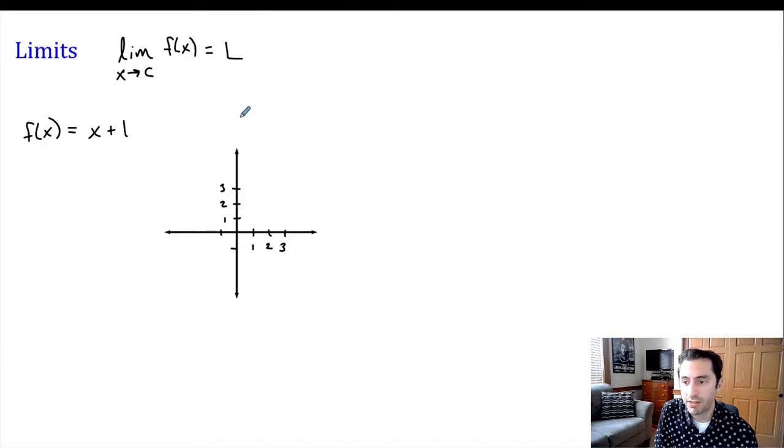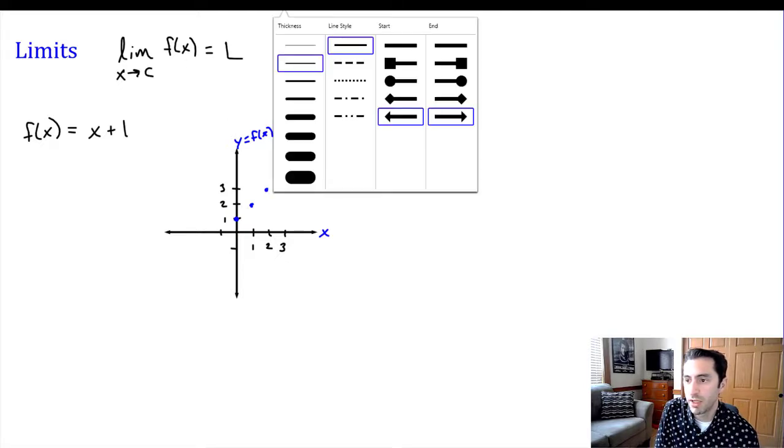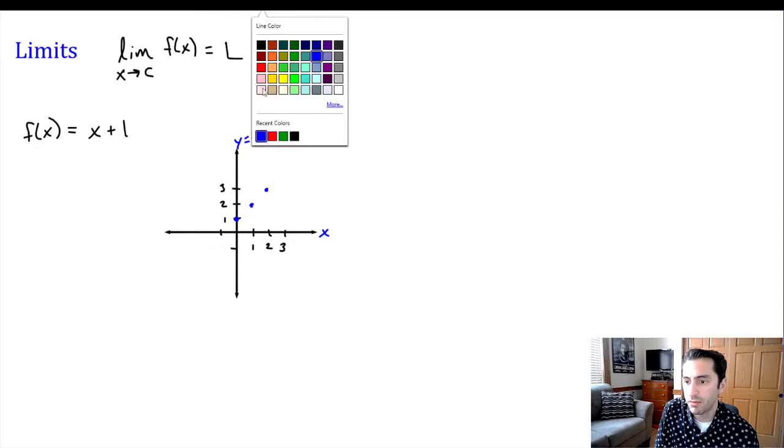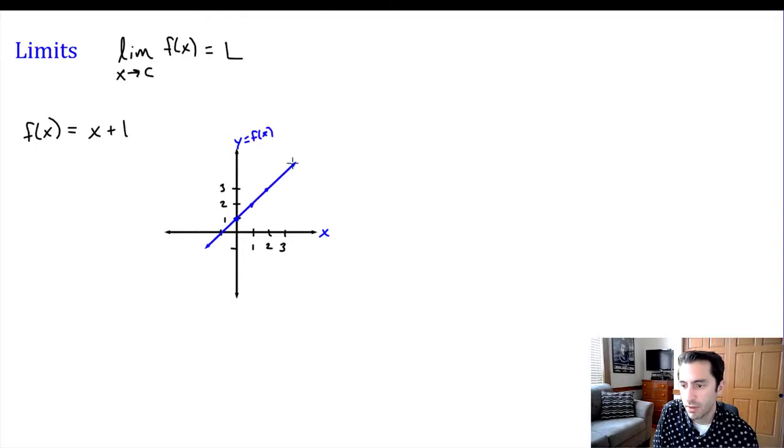Okay, so here are my axes, our y-axis. This is also our function value, so these are our f of x's, and here's our x-axis. So our line has a y-intercept of positive 1, and it has a slope of positive 1. So here's a couple points for our graph. And we'll connect those together with a line, like so.